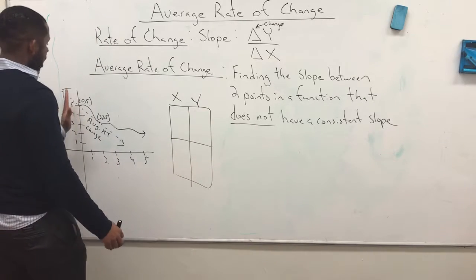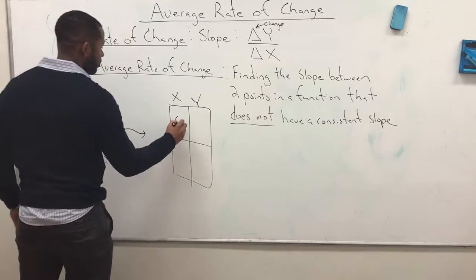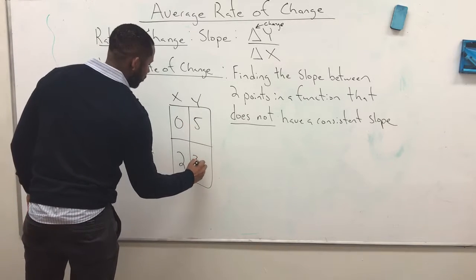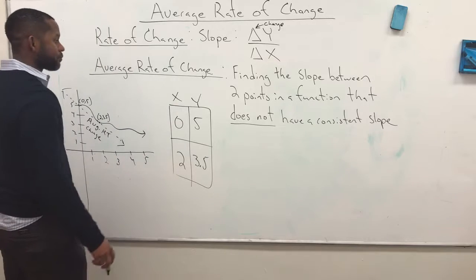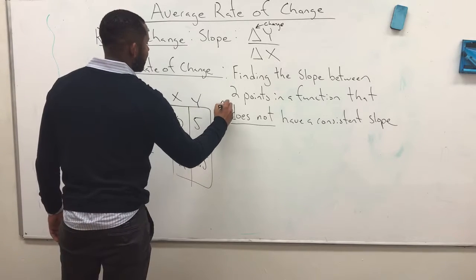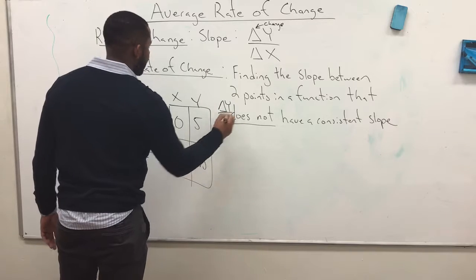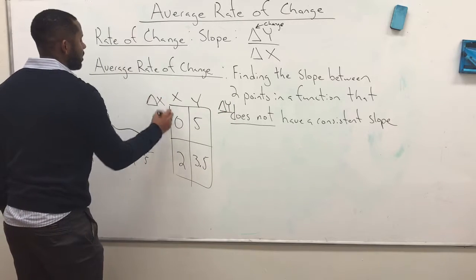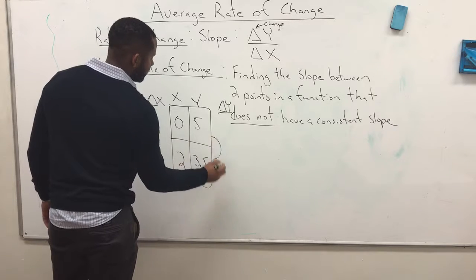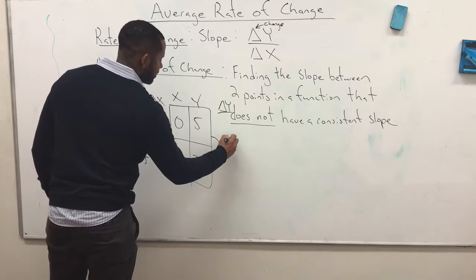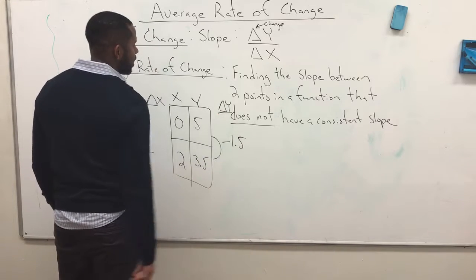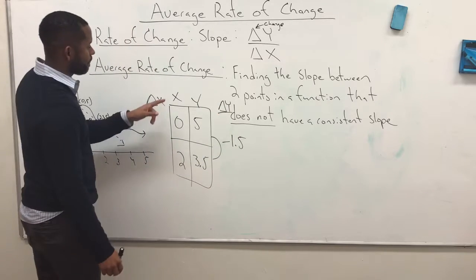My first point, I always move in this direction. So my first point was 0, 5. My second point was 2, 3.5, okay? And I'm going to remember that this side is going to represent my change in y. This side is going to represent my change in x. So I look here. How do I go from 5 to 3.5? I subtract 1.5. So my change in y is negative 1.5.